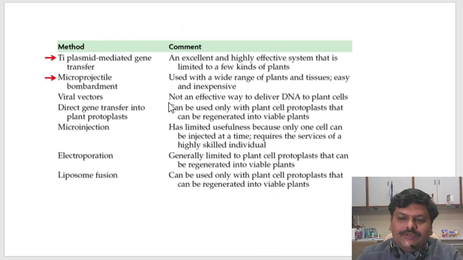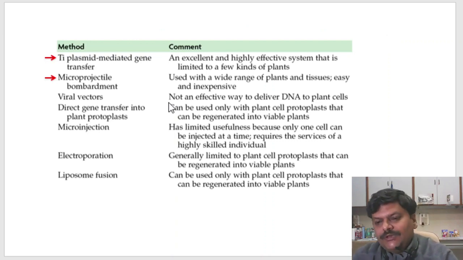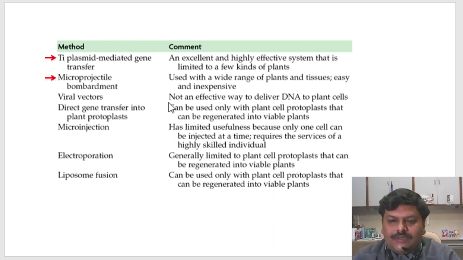So there are many methods available for gene transformation in plants. They are listed in this table. Important of them are the TI plasmid mediated gene transformation, where we use a bacteria, Agrobacterium tumefaciens. We will discuss what that method is and what is special about this bacteria.